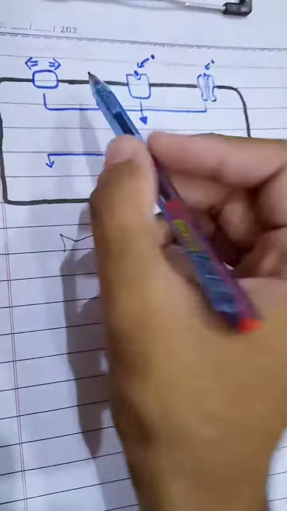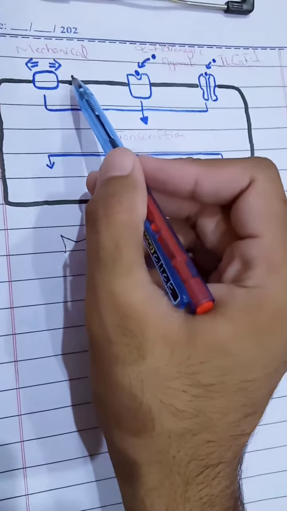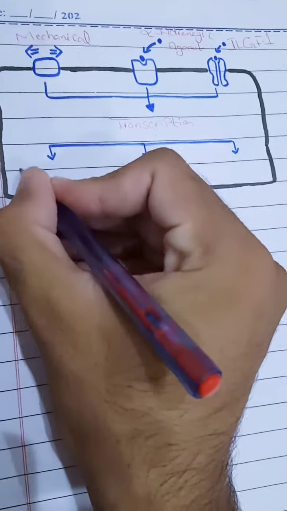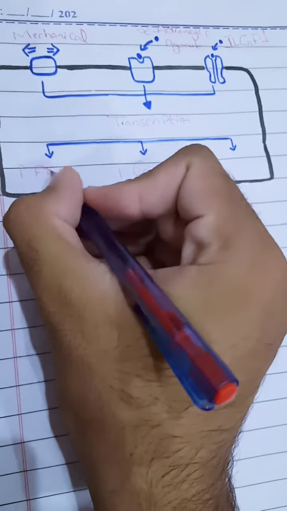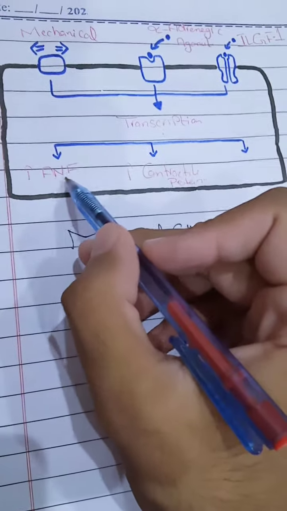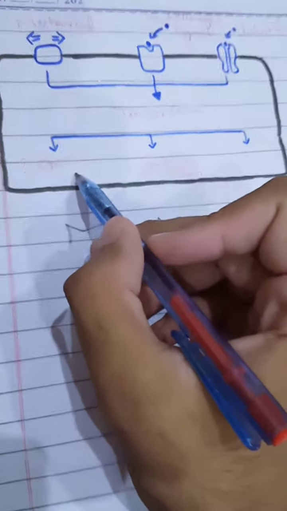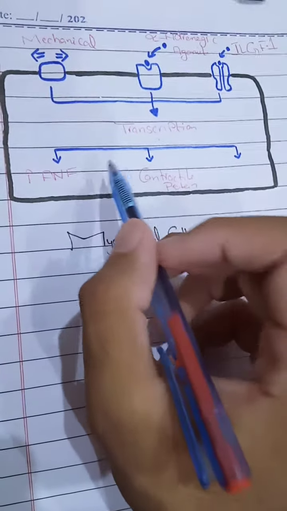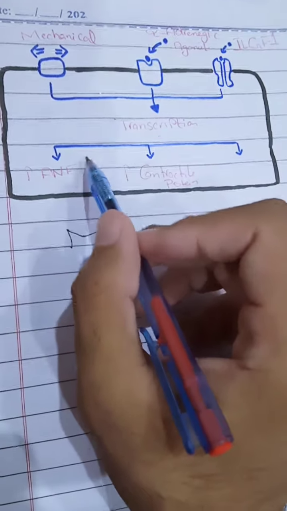And the other one: if there is mechanical stress on the heart or an alpha adrenergic agonist, whichever stress there is, there is an increased production of the ANF. What is the ANF? ANF is the atrial natriuretic factor or atrial natriuretic peptide, which is only released into the blood when there is any kind of stress applied on the heart.